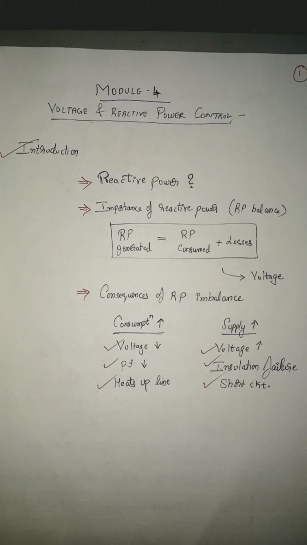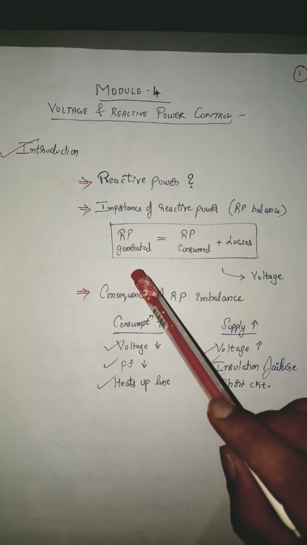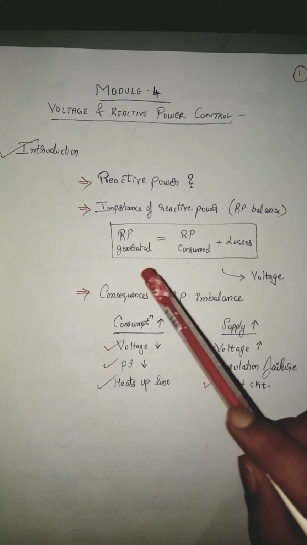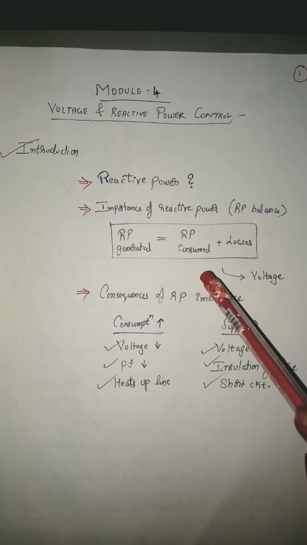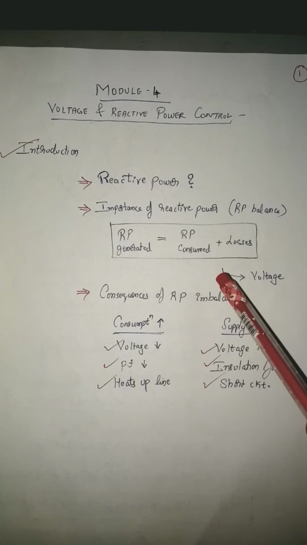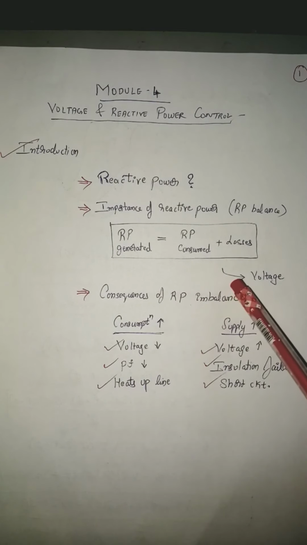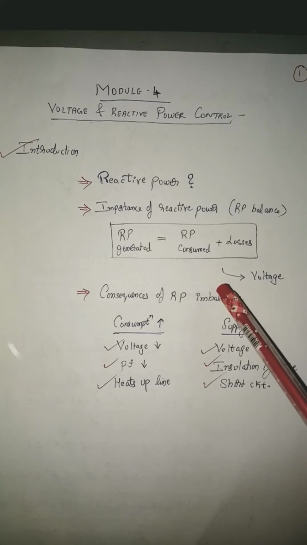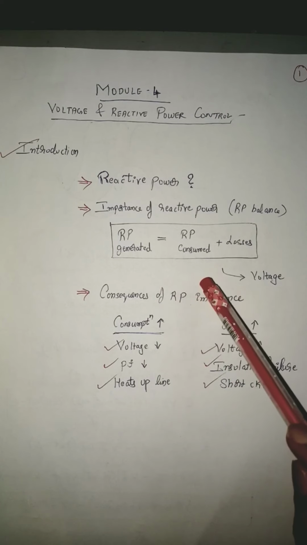Similar to what we studied about active power balance, there is also reactive power balance, which is the total reactive power generated in the power system is equal to total reactive power consumed by the load plus losses. That is reactive power wasted in the form of losses. This is called the reactive power balance equation. In general, we say power balance equation. Specifically, if you go in detail, you will say active power balance and reactive power balance. So this is what is reactive power balance.